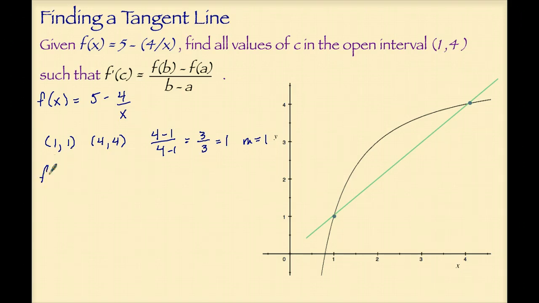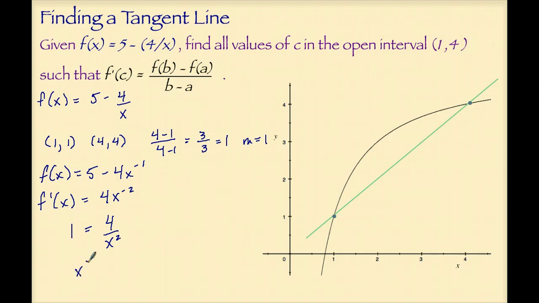Now it's time to take the derivative. F of x equals 5 minus, I'll write this as 4x to the negative 1. Therefore, f prime of x is going to be positive 4x to the negative 2, which is 4 over x squared. Remember, we're not setting this equal to 0. We want our slope function to tell us where there is a point that has a slope of 1.